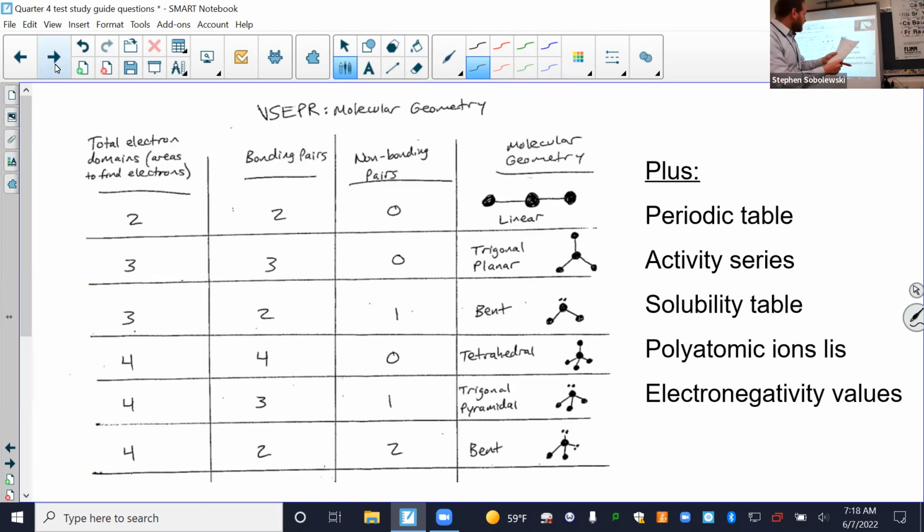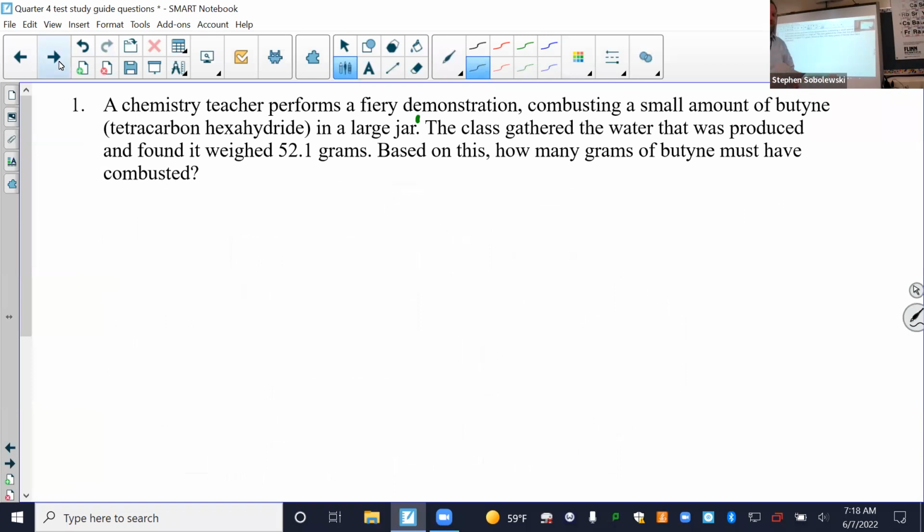Plus in the pack, you'll have your periodic table, activity series, solubility table, polyatomic ions list, and electronegativity values. So you have all this information with you. And without further ado, let's begin.